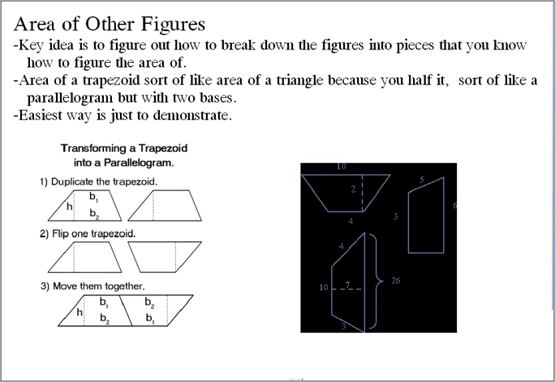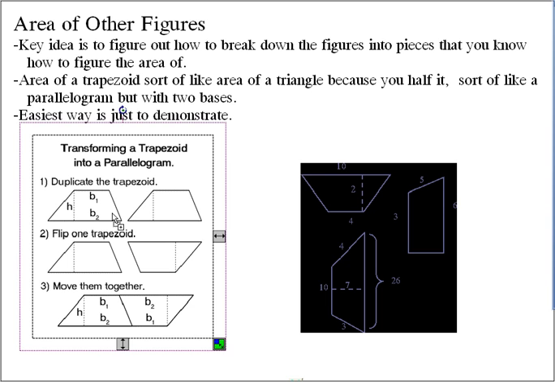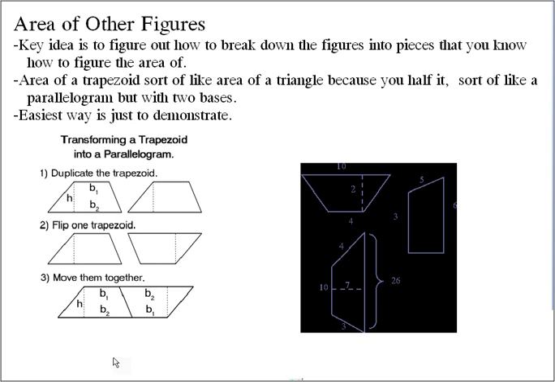formulas for. The area of a trapezoid is sort of like the area of a triangle, and it's sort of like the area of a parallelogram, but with two bases. So the easiest way is to just demonstrate. Here we have the area of a trapezoid. The first step is to duplicate the trapezoid. You have this trapezoid here, and you make a second copy of it. Then you flip this one upside down, and now you connect them.